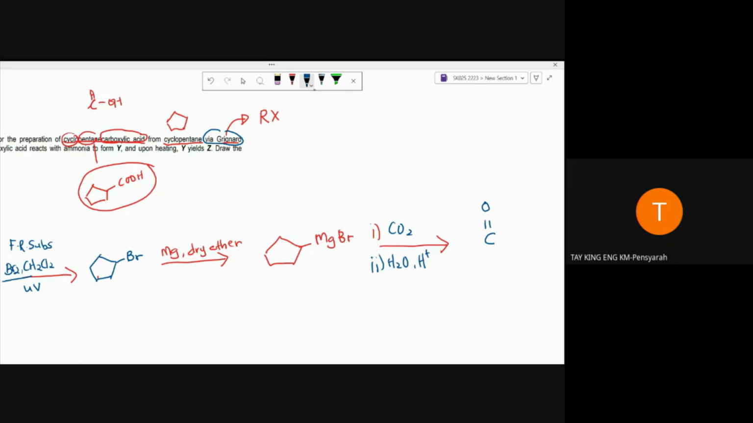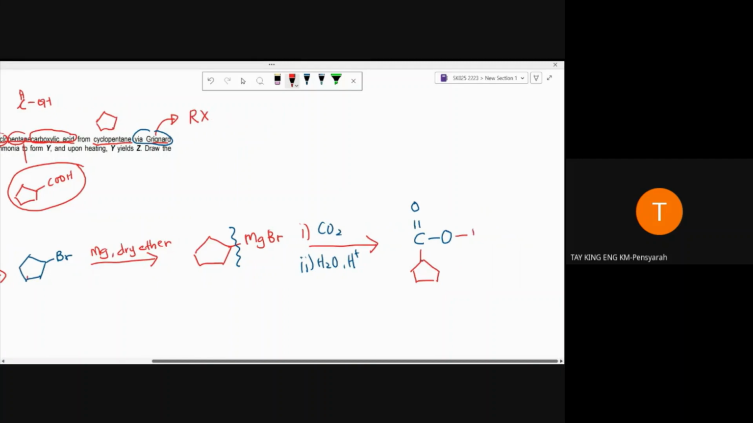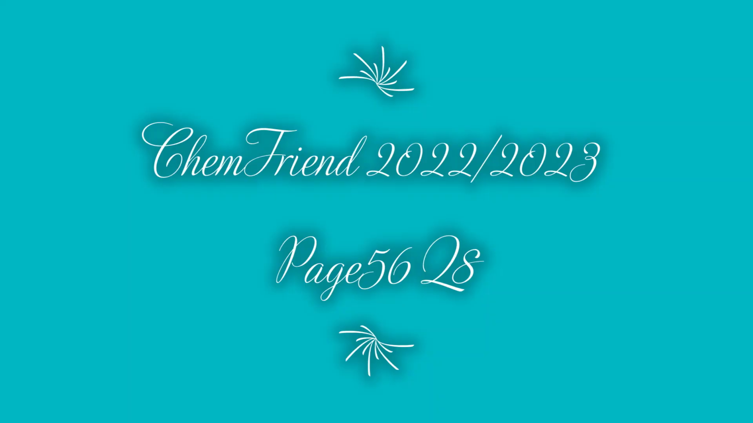Okay, and then for the Grignard reagent, it will break between the cyclic part and the MgBr. So the cyclic part we will connect to the carbon. So when we connect with the carbon, we will have this. And then actually MgBr will be here. But because we directly follow by hydrolysis, we no need to put MgBr, we can directly replace it with hydrogen. So then we are done.